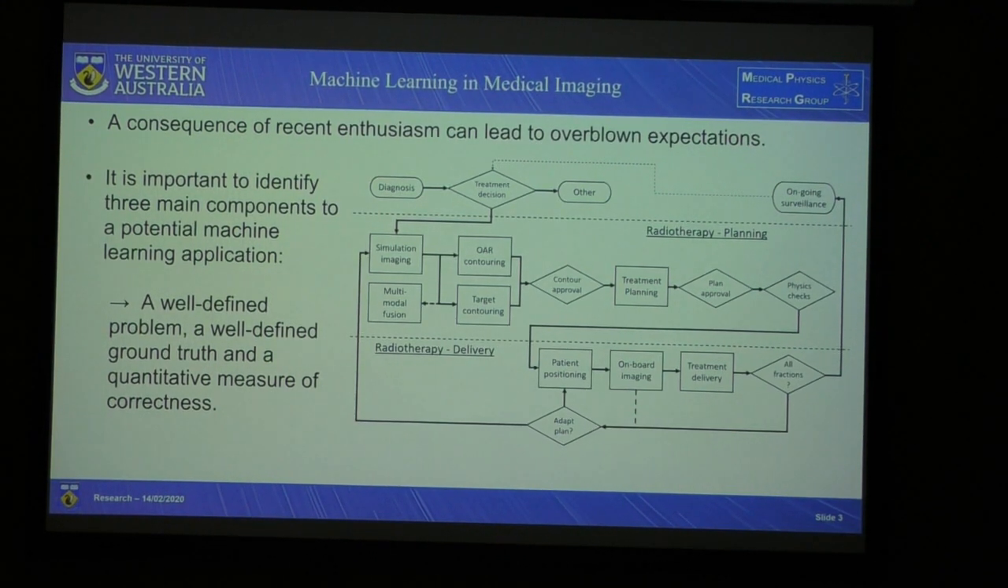And often when we get exponential growth of interest over a short period of time, we get overblown expectations. And so what this paper attempts to do is address some of these overblown expectations by stating that it is important to identify 3 main components to any potential machine learning application, which are a well-defined problem, a well-defined ground truth, and a quantitative measure of correctness. And so throughout this presentation, we're going to be going through a typical external beam radiotherapy workflow. And at a majority of these steps, as you see here, we'll be introducing you to some of the current techniques that are being researched.